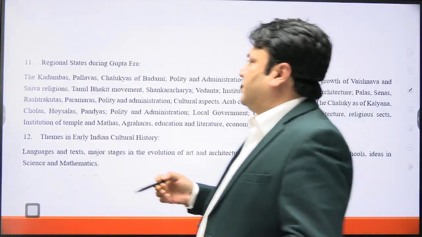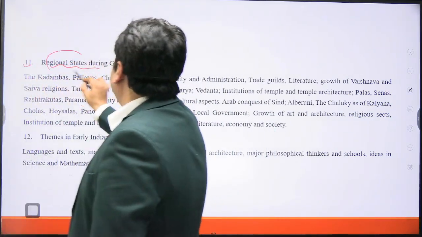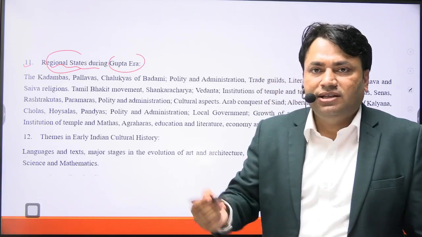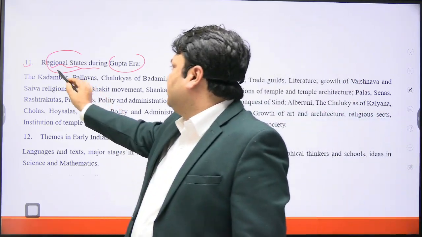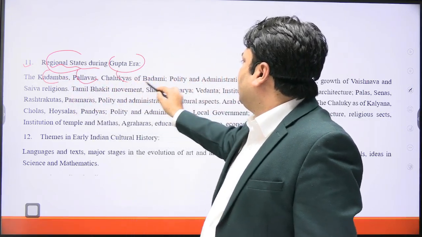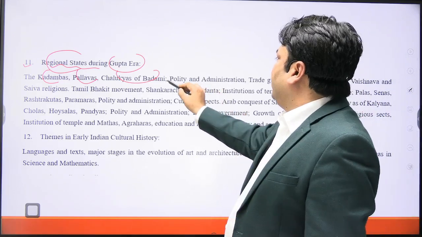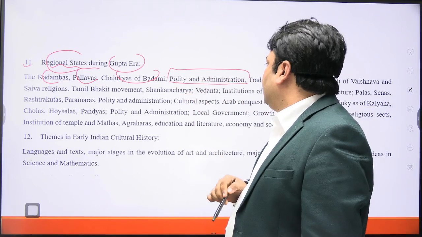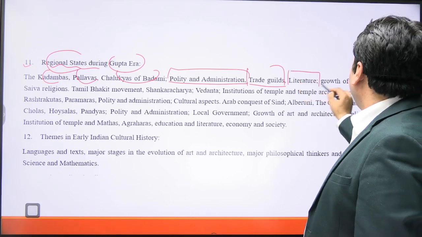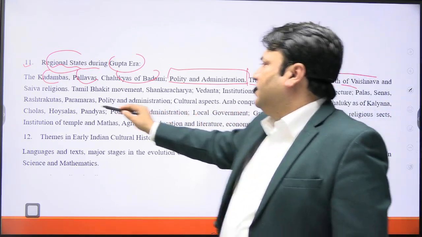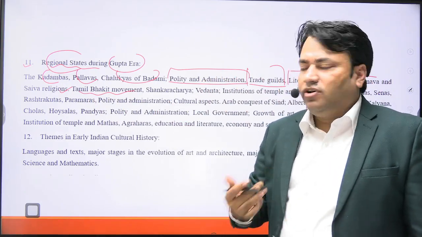Now this chapter is chapter number 11, where you are given regional states. Okay, the other regional states that were there during the Gupta period, Kadambas were there, Pallavas were there, Chalukyas of Badami were there. Apart from this, we need to read about the polity and administration, the trade and guilds, literature, growth of Vaishnava and Saiva religions. We need to read about the Tamil Bhakti movement that was flourishing during this period.